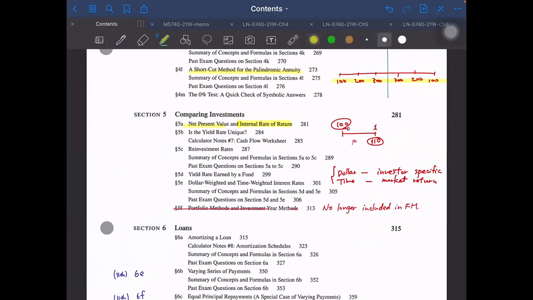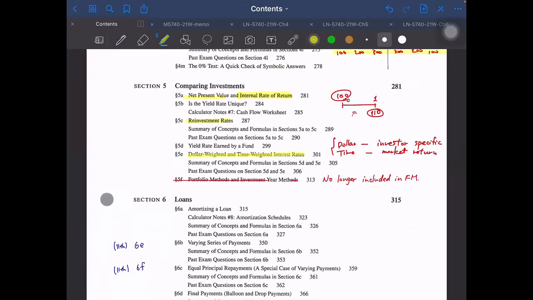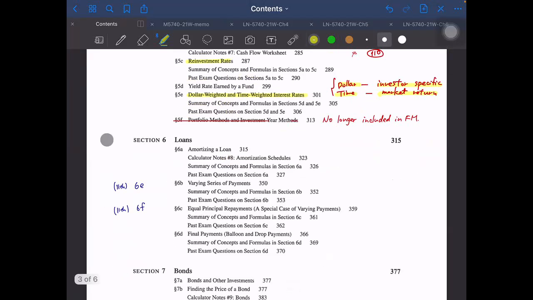And we also studied reinvestment rates. This is when some coupon or dividend is deposited into another account with a different interest rate. The third topic is the dollar-weighted and time-weighted interest rate. These are different ways to calculate interest rate. The dollar-weighted interest rate is an investor-specific interest rate. For example, some investor only invests money in the first 6 months of the year, but not the last 6 months. That investor-specific return is the dollar-weighted return. The time-weighted return is just the market return. It does not depend on how much you invest in the market at a specific time period. Yeah, so these are important points in section five.